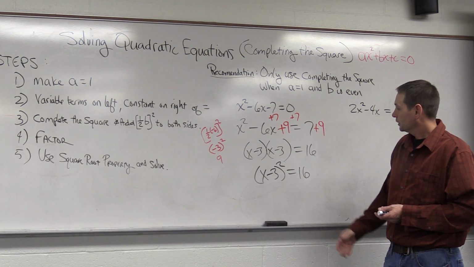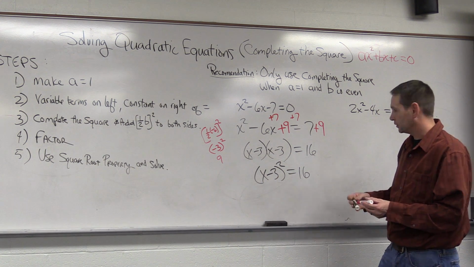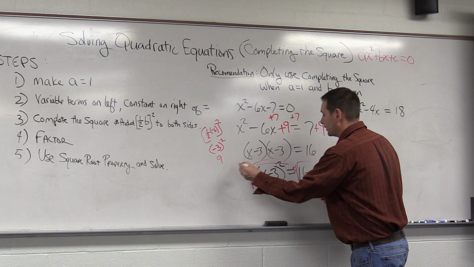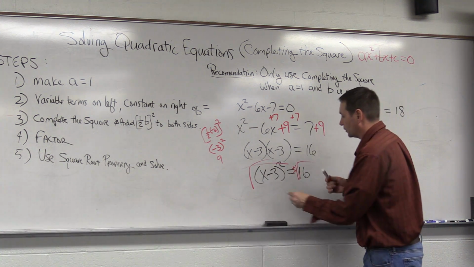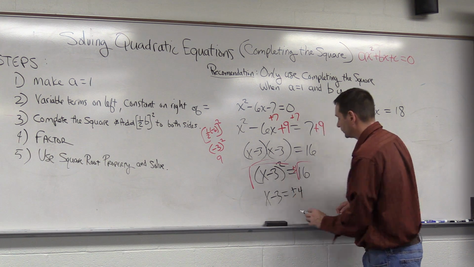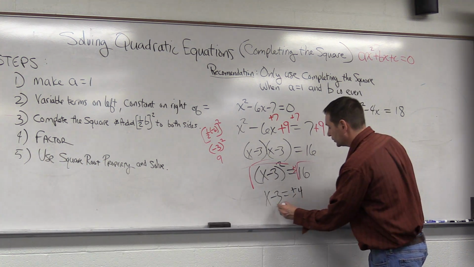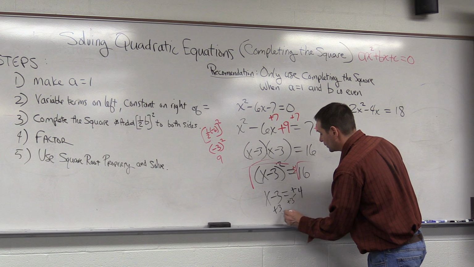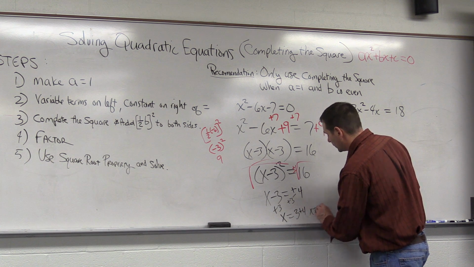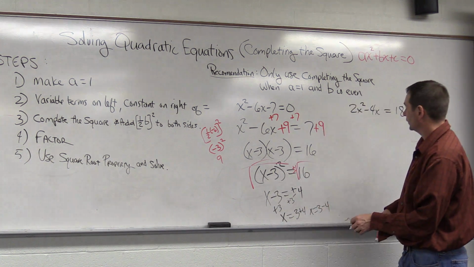Now we're to, cool, something squared equals a constant. I can just use my square root property to solve this. Plus minus the right side, that wipes out. And so I get x minus 3 equals plus minus 4. Add 3 to both sides. I'm going to have x equal 3 plus 4 and x equal 3 minus 4, and so I should get those two solutions.